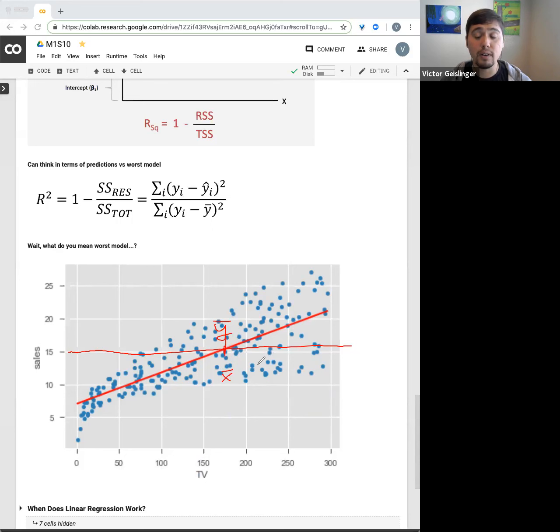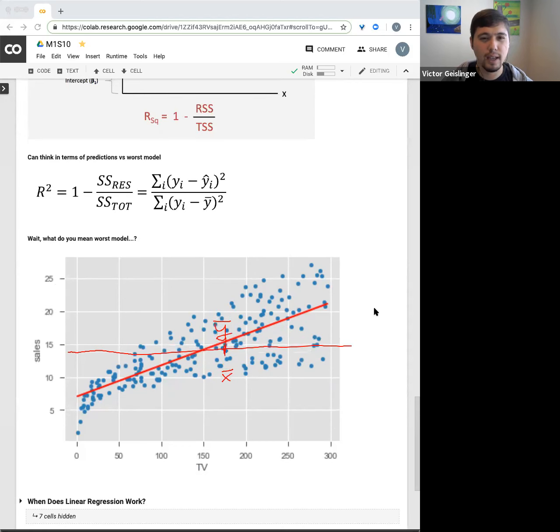So that's our worst model. And we're actually comparing, saying, hey, how good is our linear regression compared to this worst model? Okay, and that's where we get the R squared from. Okay, cool. Any questions on that?